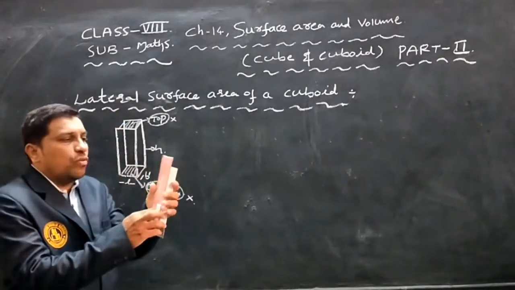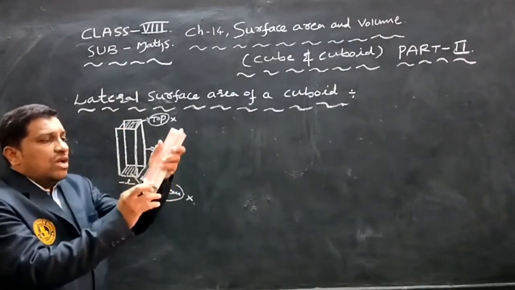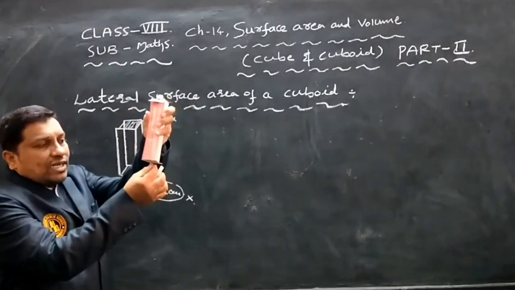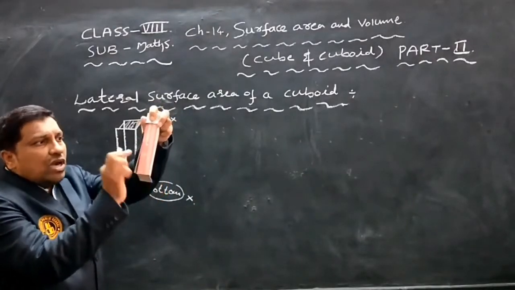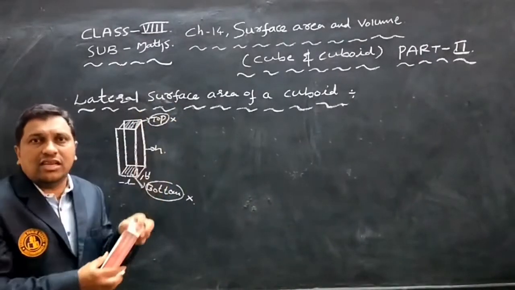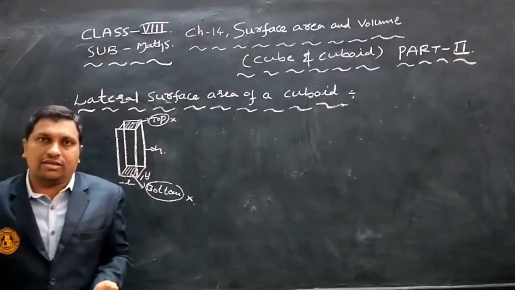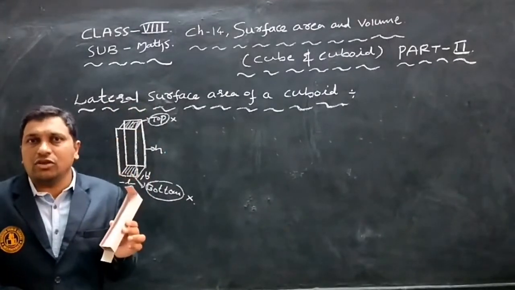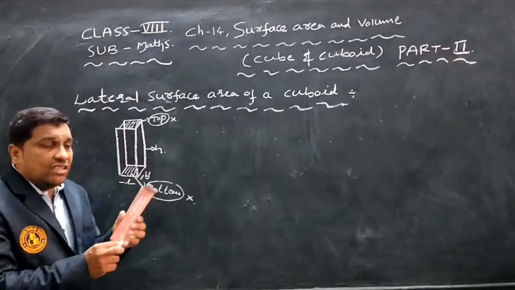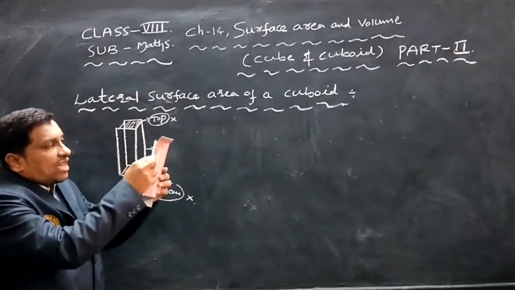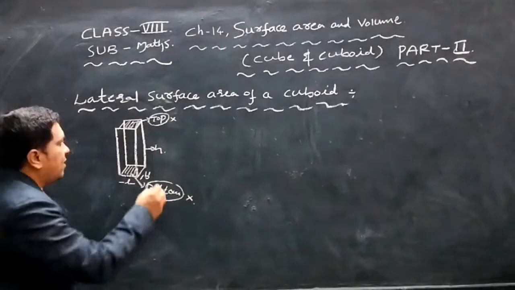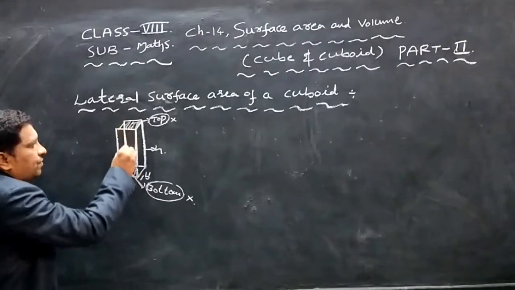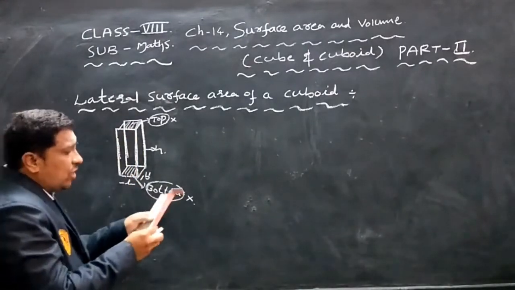This is a cuboid box. We remove the top as well as the bottom, so only 4 sides remain, and we calculate those 4 sides to get the lateral surface area of the cuboid. We also cut along one corner of this cuboid box, which gives the open format.